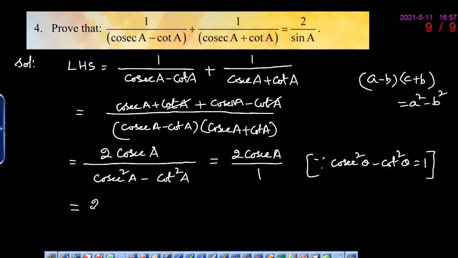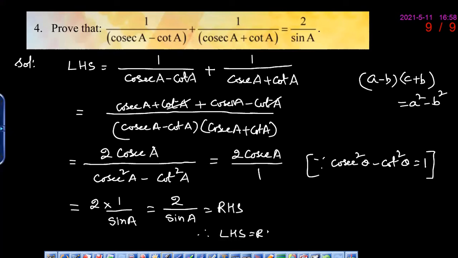Now we have to get 2 upon sin A. Here we have cosec A. What is the relation between cosec and sin? Yes, cosec A is the reciprocal of sin A. So can I write cosec A as 1 over sin A? Yes. So our answer is 2 upon sin A, that is equal to the RHS. Therefore, we got LHS is equal to RHS.